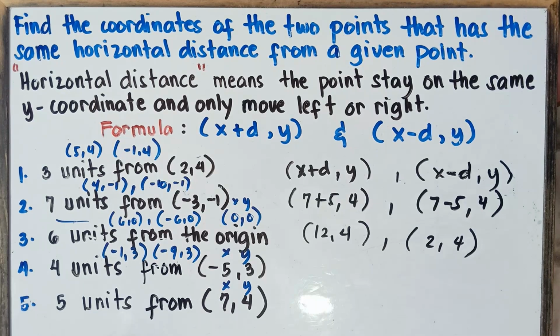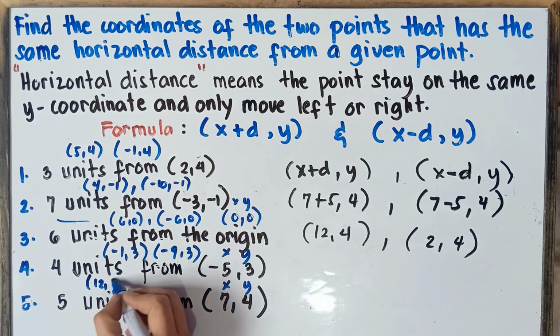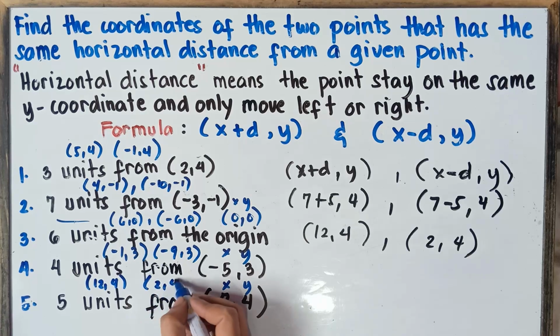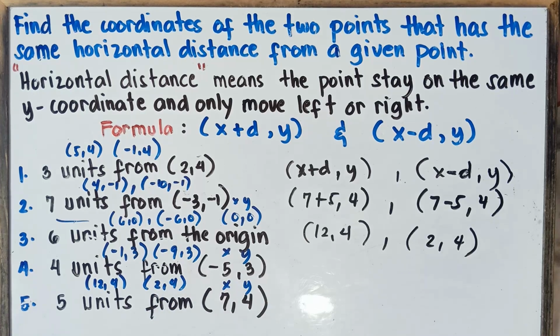Very easy, right? So this will be 12, 4. The other one, we have 2, and then 4. All set. That's it, class. That's how you answer this one, class, on finding the coordinates.